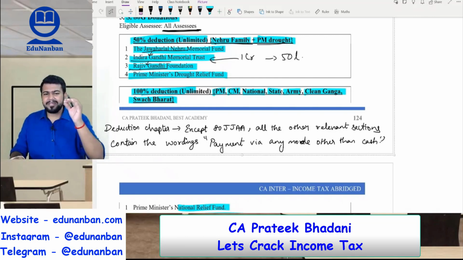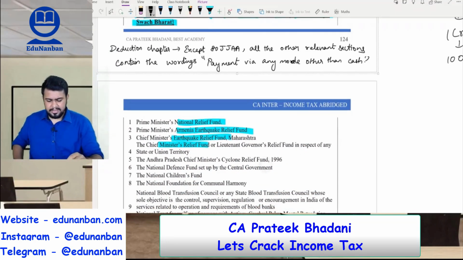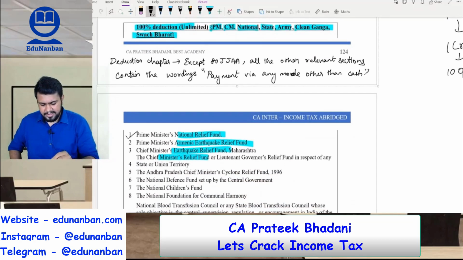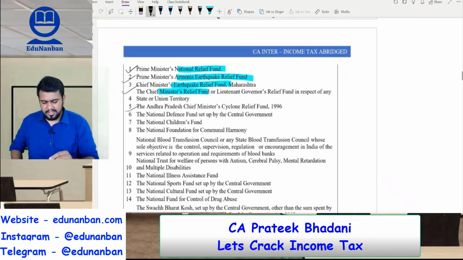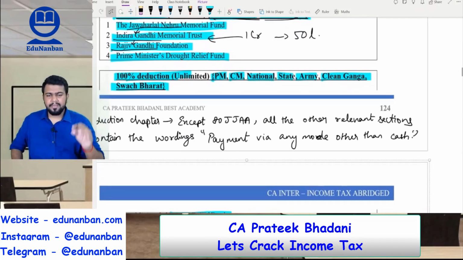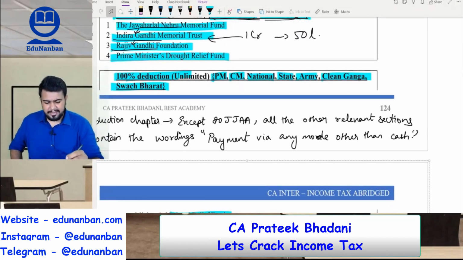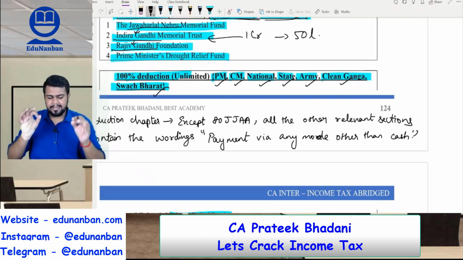So in the 100% unlimited category, you will find these types of organizations: PM National Relief Fund, PM Armenia Earthquake Relief Fund, CM Relief Fund, Andhra Pradesh CM Relief Fund, National Children Fund, Defense Fund, etc. I have given you some keywords to identify what comes under the 100% unlimited category. If you find wordings like PM or CM or national or state or army, defense, Clean Ganga, Swachh Bharat, then all these types of organizations are covered in the 100% unlimited category.